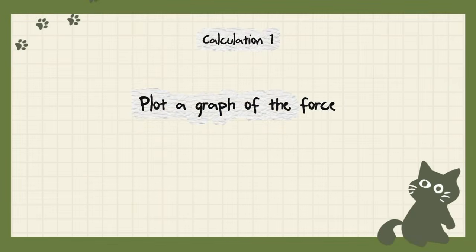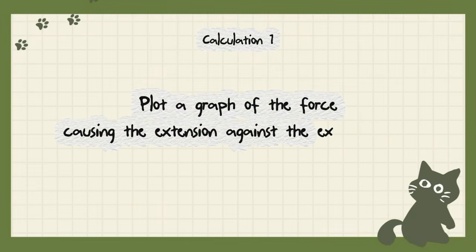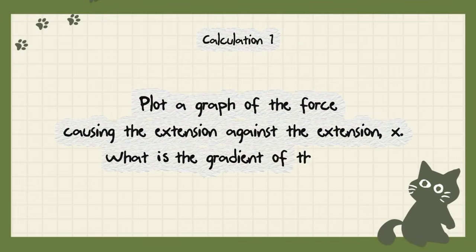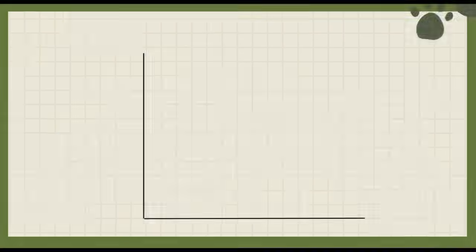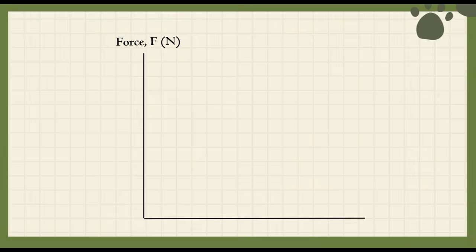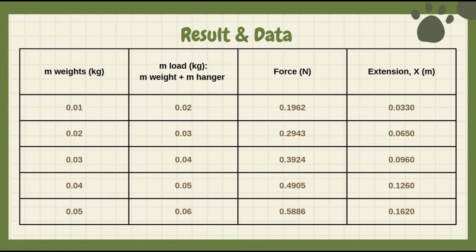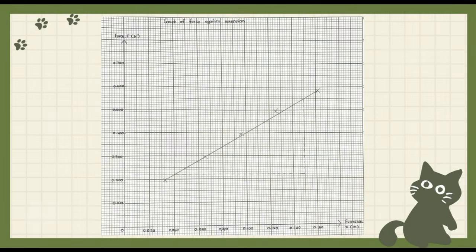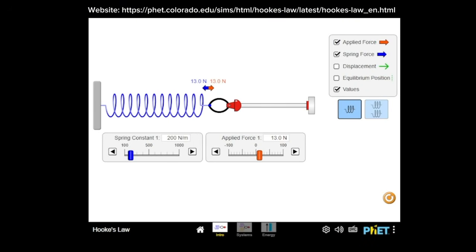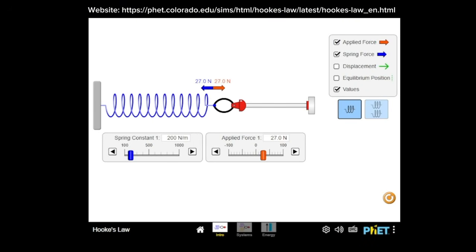Plot a graph of the force causing the extension against the extension x. What is the gradient of the graph? In order to plot the graph of F against x, we must use the data obtained. A straight line graph was obtained after plotting the graph. The straight line graph indicates that the force applied on the spring is directly proportional to its extension. Hence, the spring obeys Hooke's law within the elastic limit.